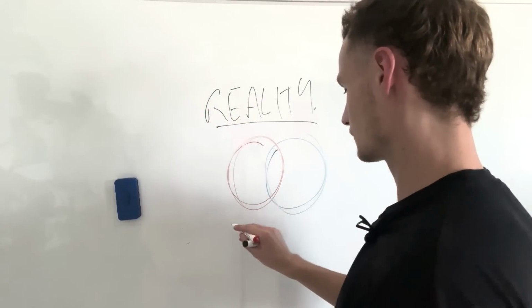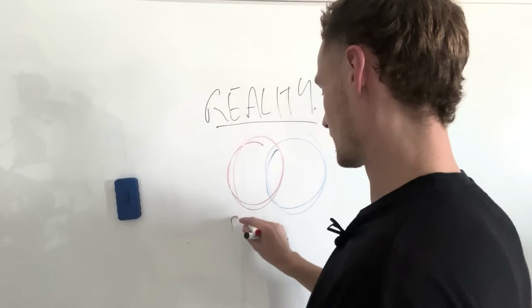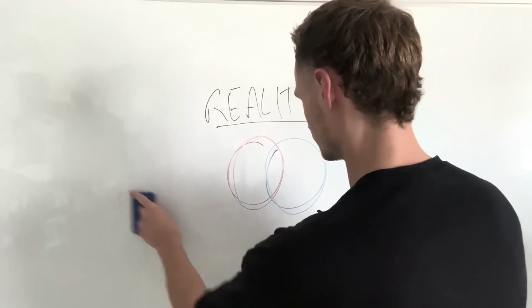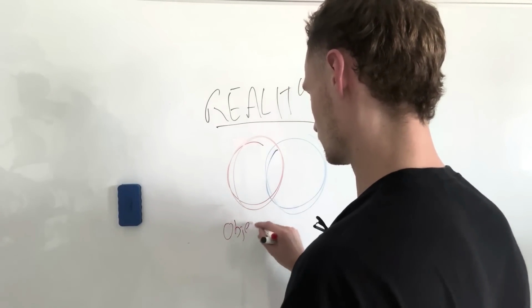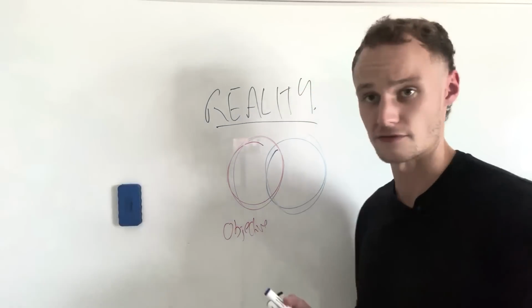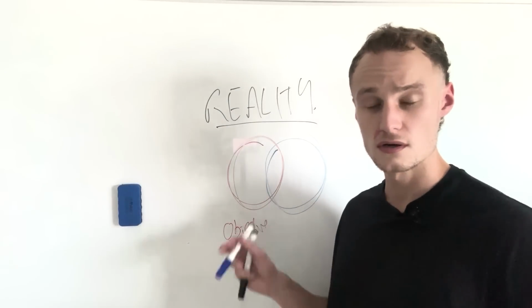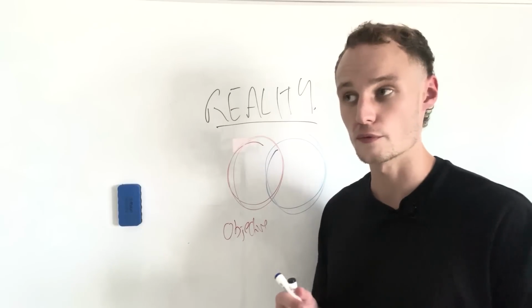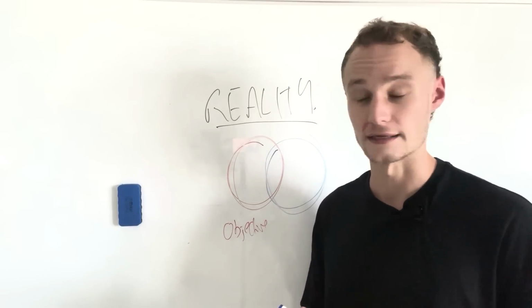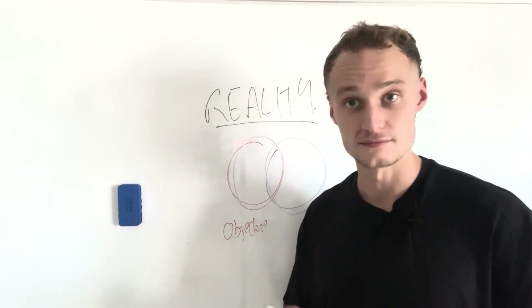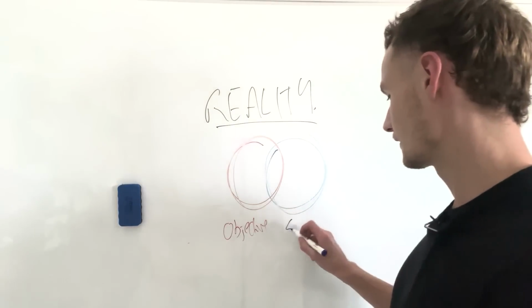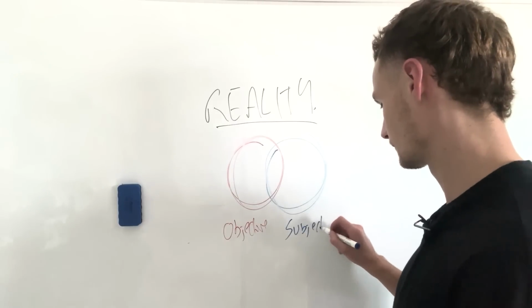The red represents the objective. So this is objective reality. This is actually what's true in the world, and what we can rely on to be factual and objective in the way the world actually works. And then we have the subjective.